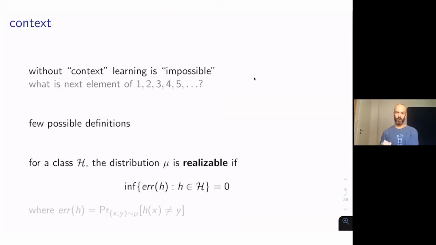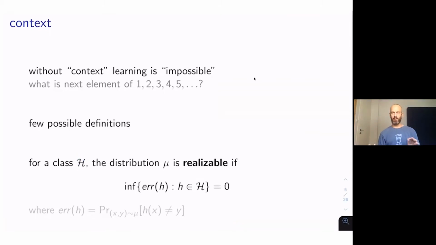So we assume that the infimum of the errors of all functions in H is 0. You can think about it as a minimum. This is not very important for this talk. So we assume that the distribution that is labeling the input comes from some class of functions. This is the way we think of the context. The context is this class of functions.